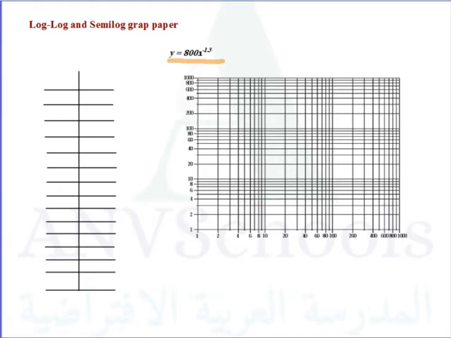This is a log-log graph paper, and we are going to use this for power functions. So consider our function as y equals 800x to the negative 1.3. Considering this is our x and this is our y, then we could put it on a log-log graph paper.